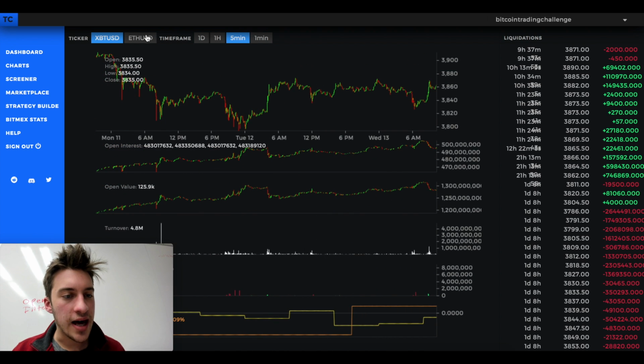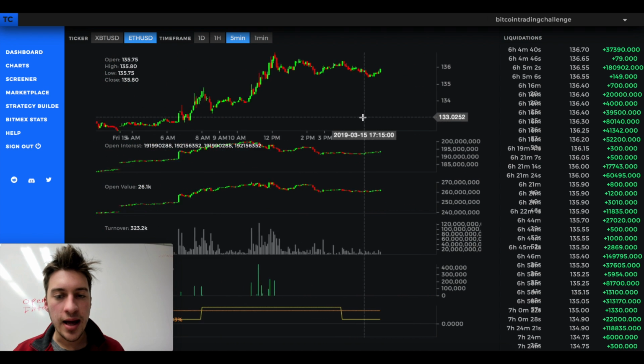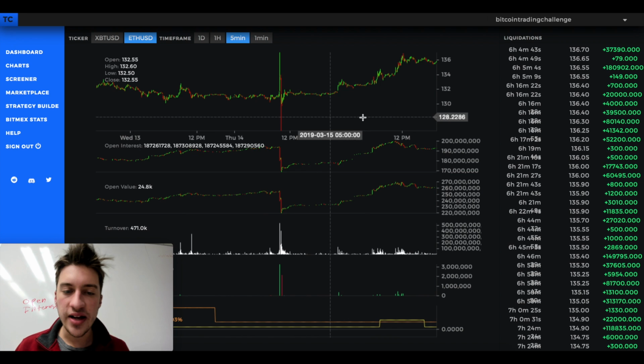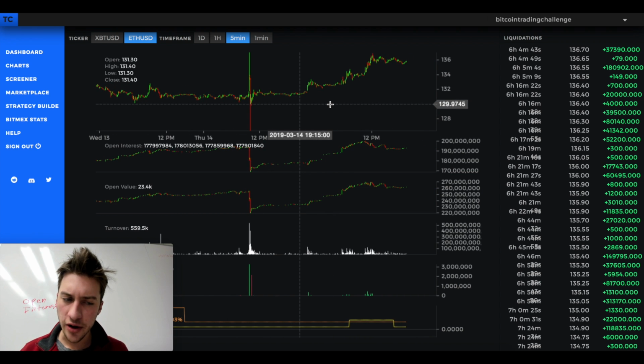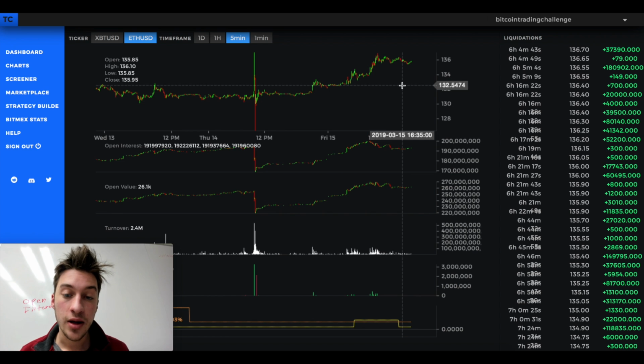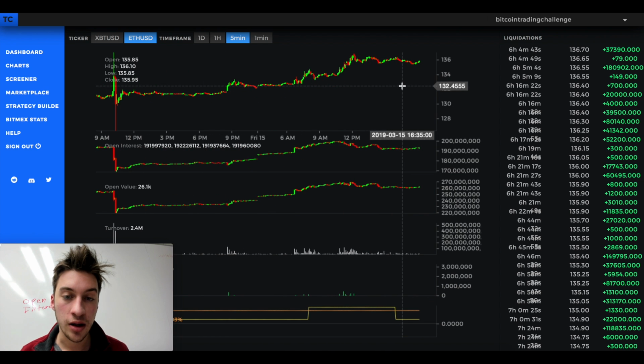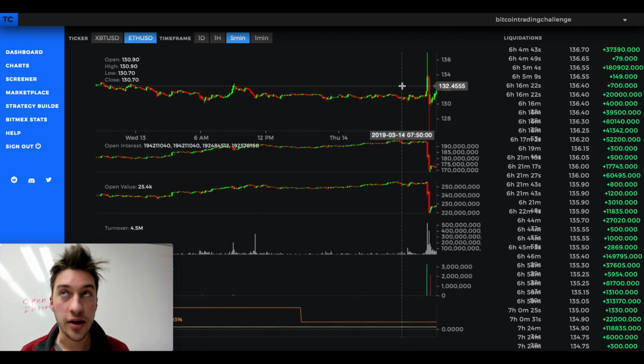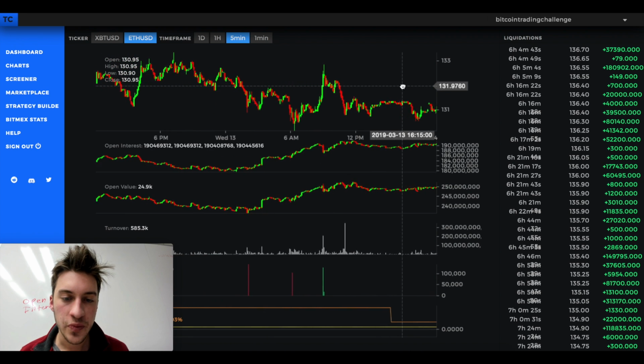And now let's take a look at Ethereum. I'd say Ethereum's open interest is not as reliable because it follows XBT so often, but it still is important to look at how money is flowing with how the contracts are flowing within Ethereum.